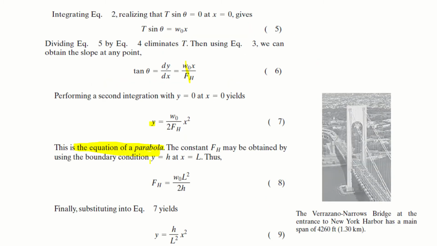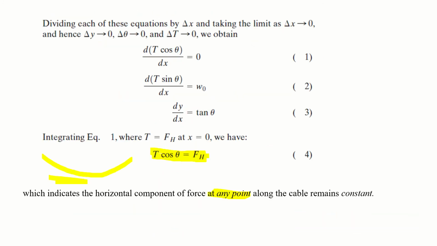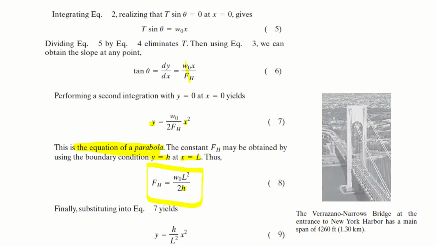So it says that when x is equal to L, your y will be equal to h. Thus, putting this, you will get, for example, put L in the place of x, and h in place of y. Okay, so you are getting this equation for fh. And finally, substituting this into equation 7, this fh gives you y is equal to h divided by L square into x square. Okay, from equation 4, this is your equation 4 that I highlighted.